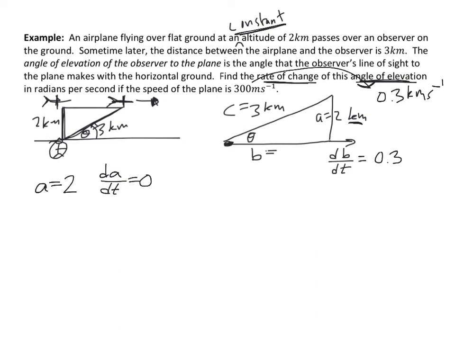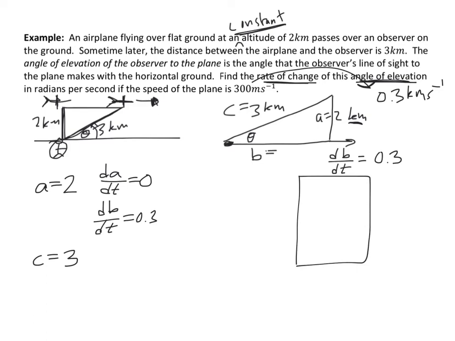Okay, what about B? I don't know what B is. I might have to find that out later. So I suppose I shouldn't put that over here because I don't know what this thing is. But I do know that dB dt is 0.3. I know that C is 3, but I don't know what dC dt is. And then over on this side is my list of the stuff that I want to find. The thing I'm trying to find here is d theta dt. That's the thing that I need to find out.